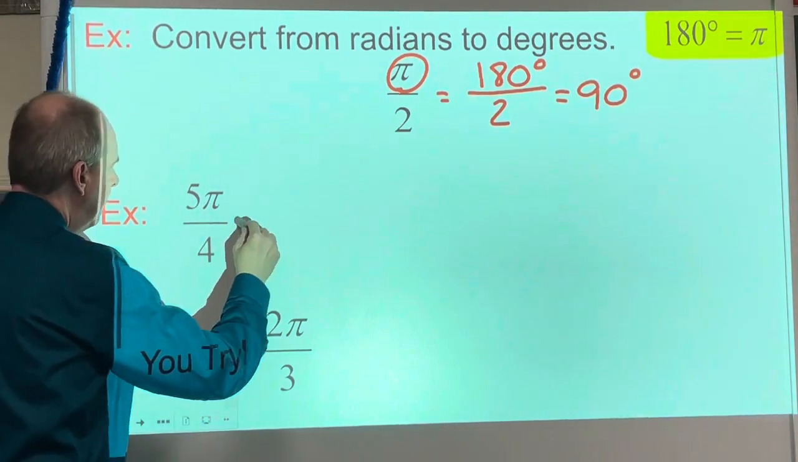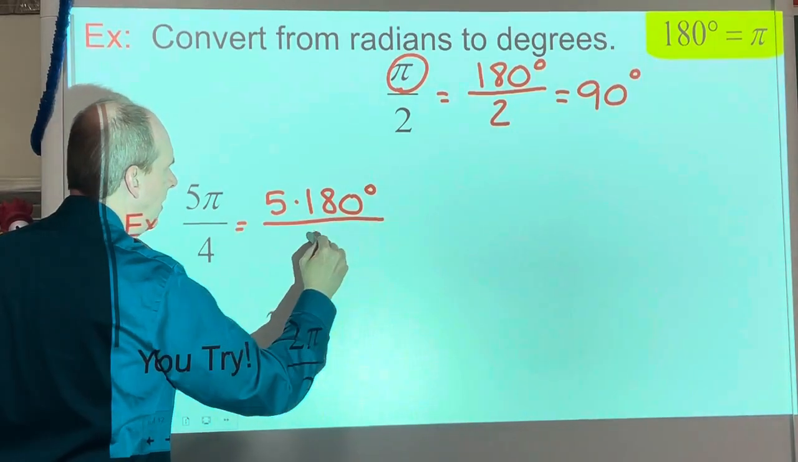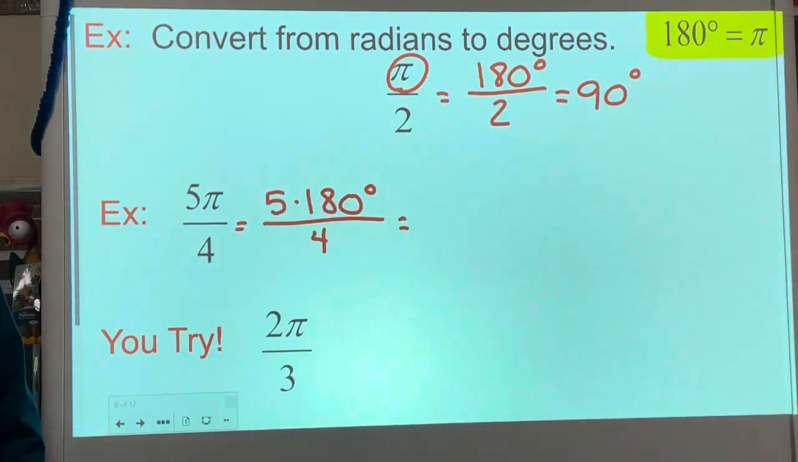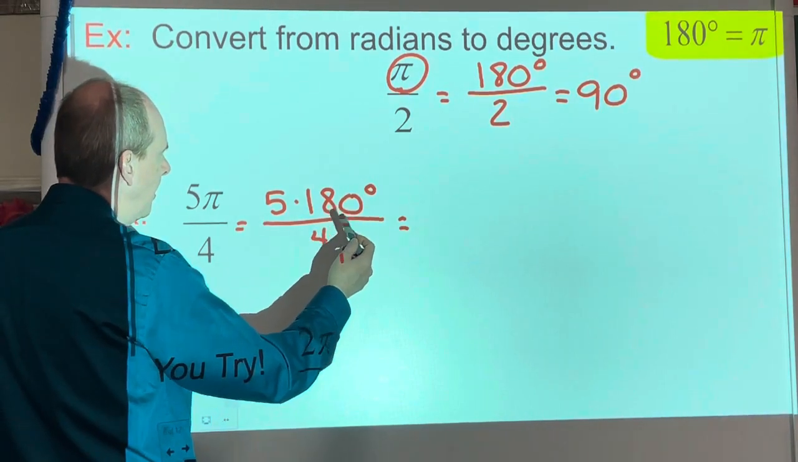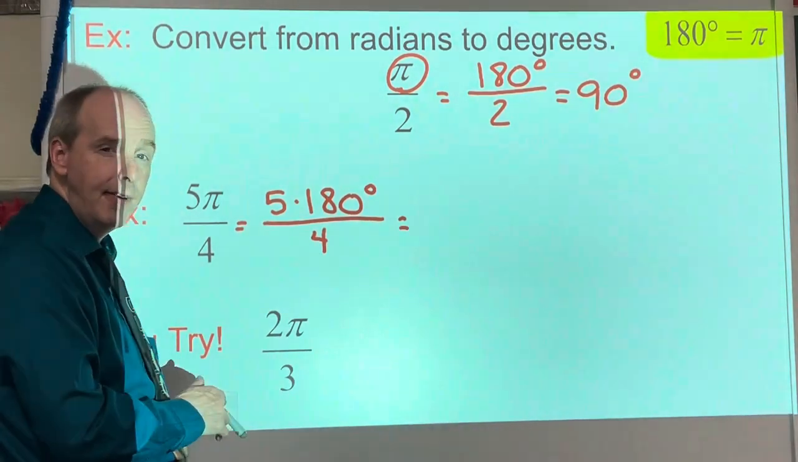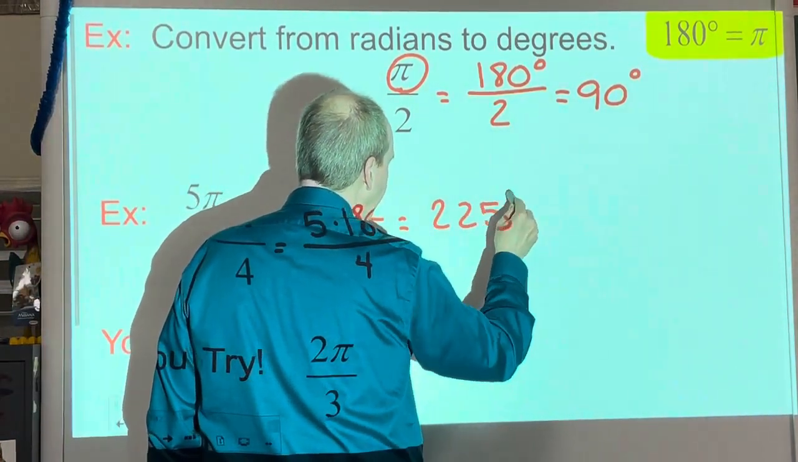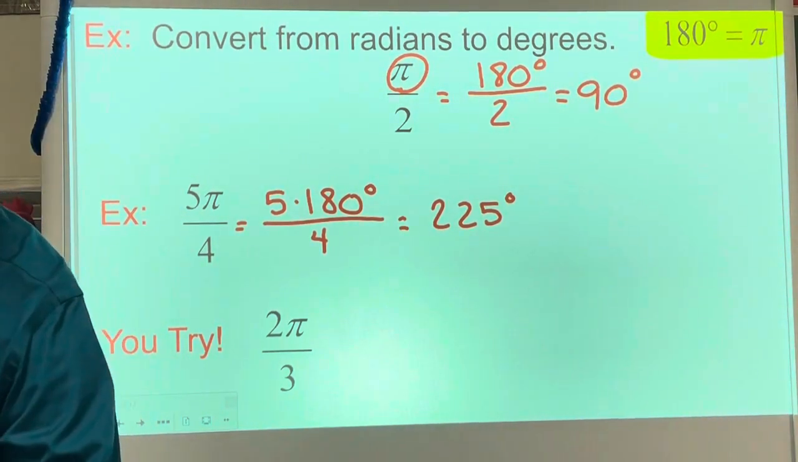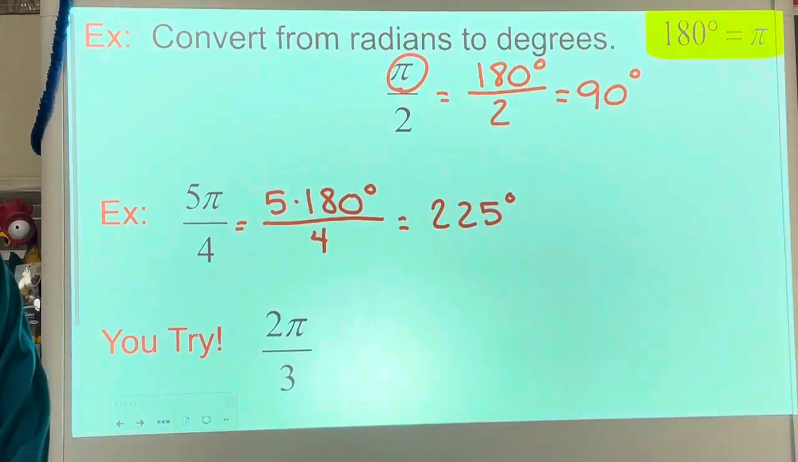5 pi over 4, well, let's plug in 180 degrees wherever there's a pi. We put this into a calculator. 5 times 180, divide by 4. Well, let's see. 180 divided by 4 would be 45 times 5. So I'm going to go with 225 degrees. You try. Pause, try 2 pi over 3, come back and check it in a minute.